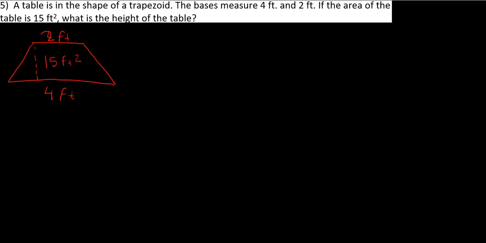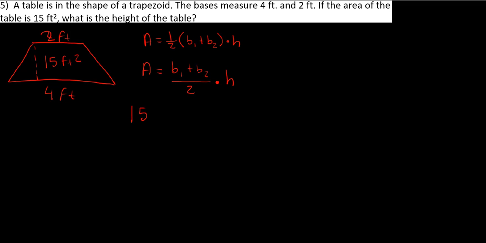So let me just go ahead and write my formula. Area is equal to half of base 1 plus base 2 multiplied by the height. So I like to rearrange this a little bit. I'm going to do base 1 plus base 2 divided by 2, and then at the very end, I'm going to multiply by the height. You could do it either way. It still will turn out to be the same.